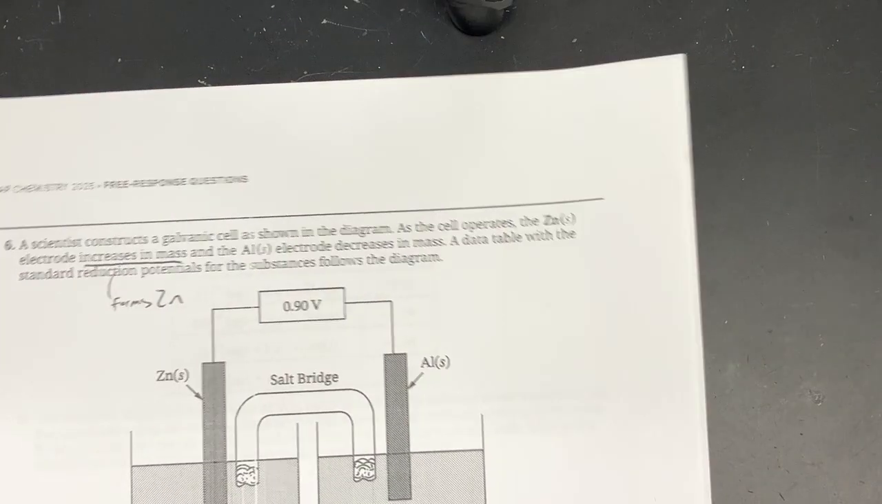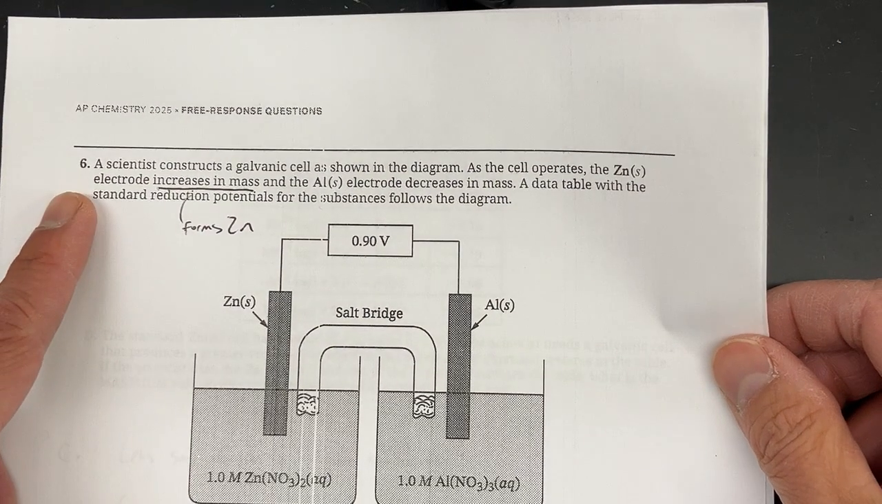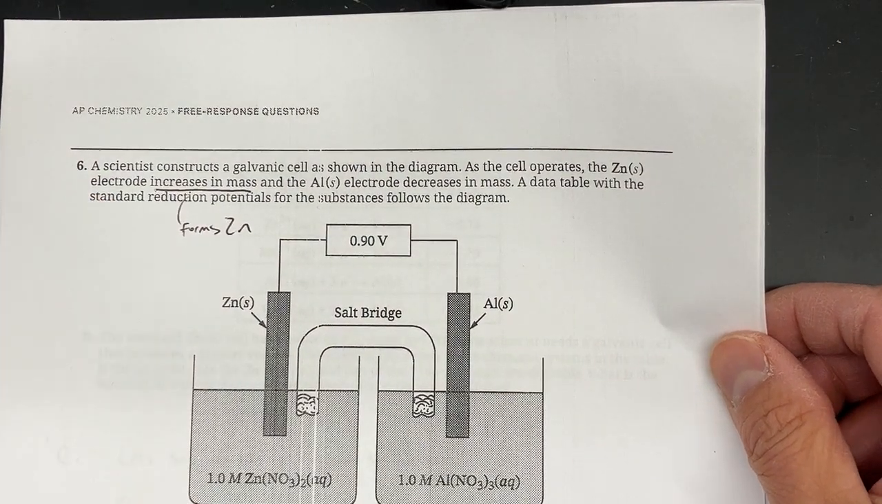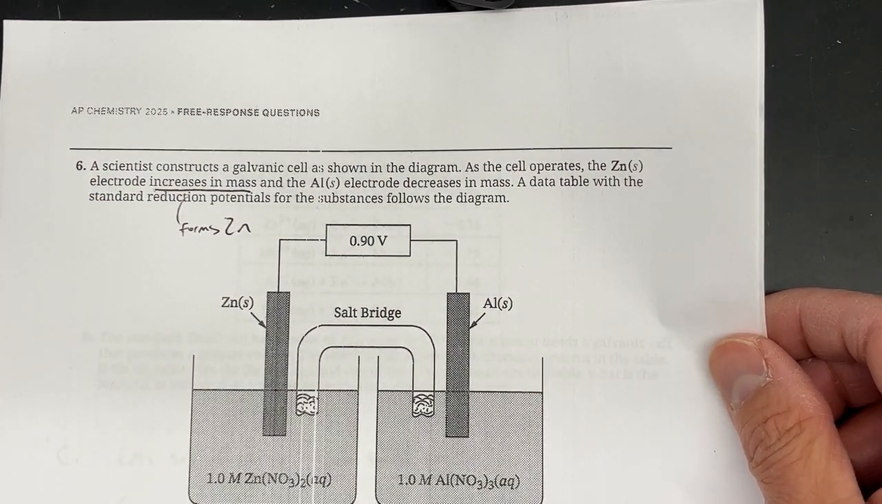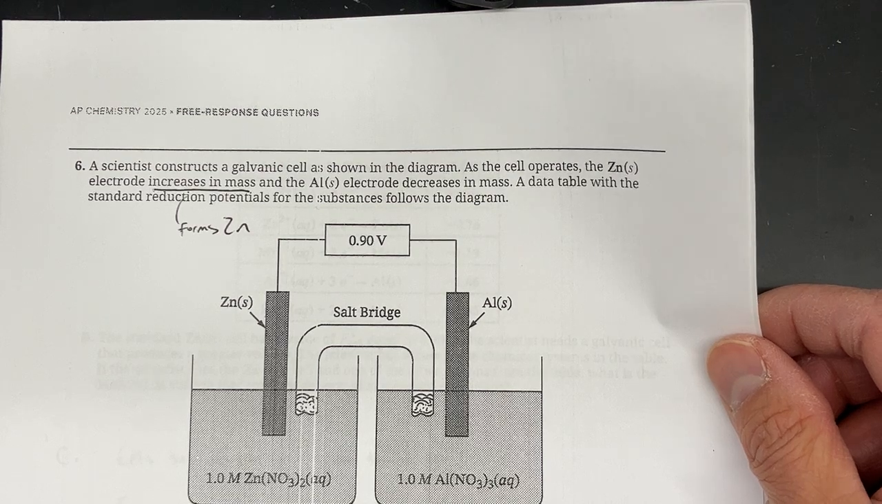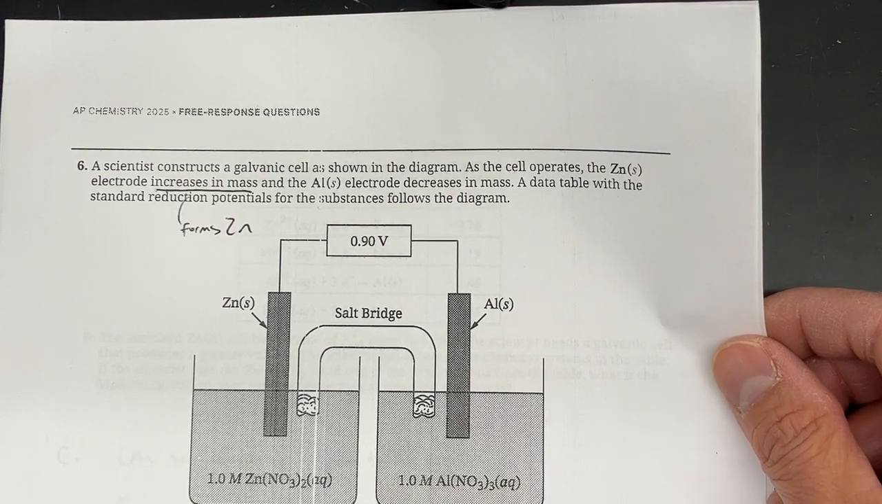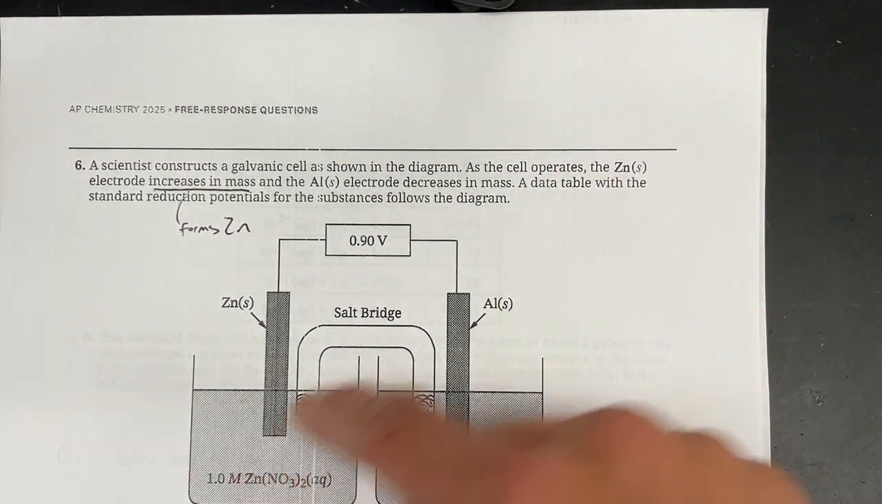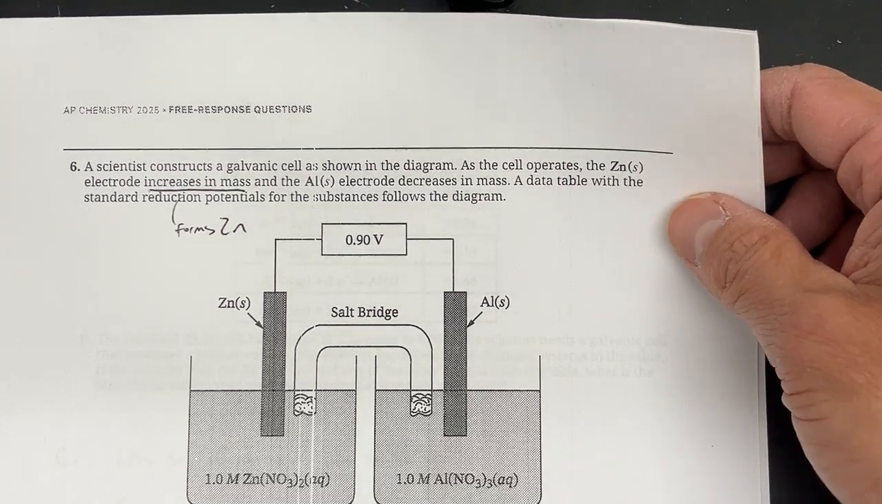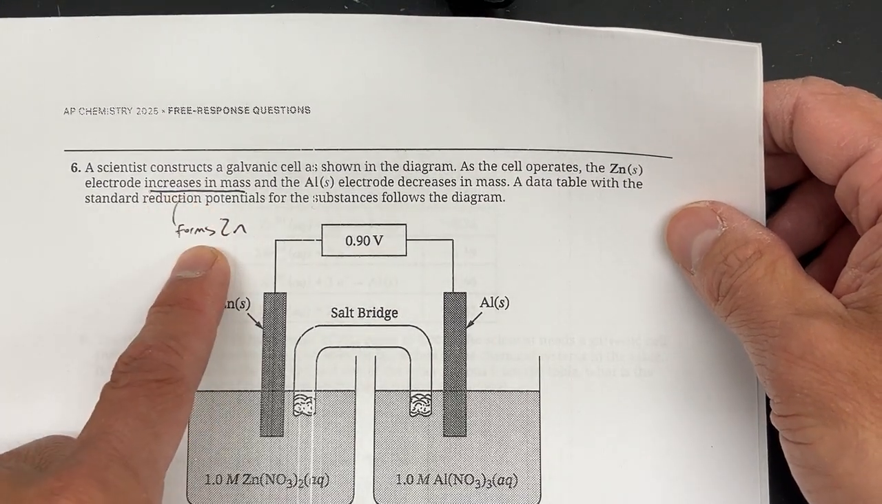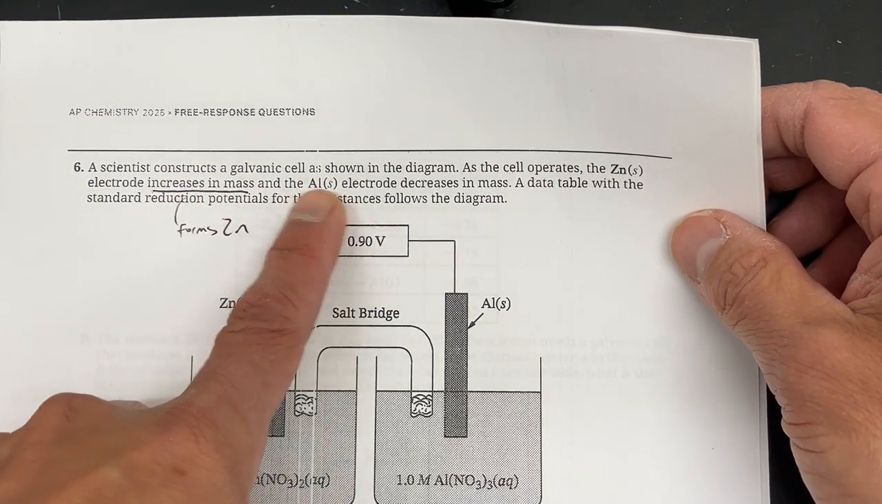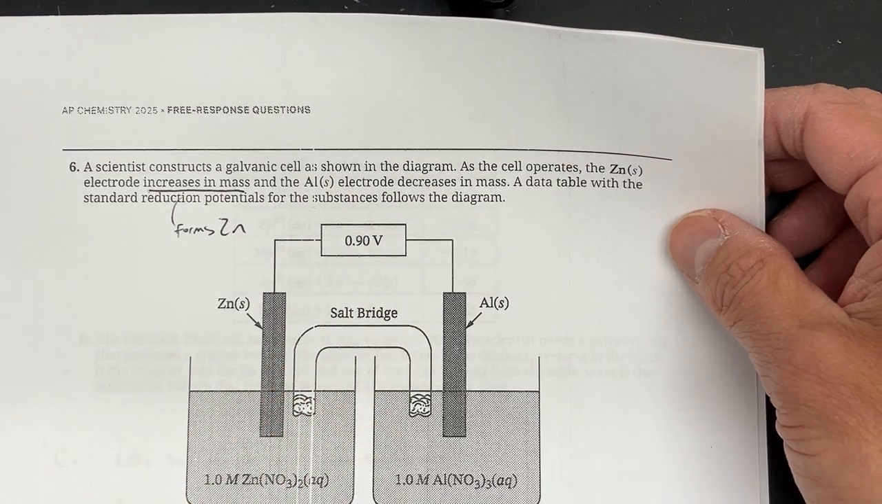Okay, number 6. A scientist constructs a galvanic cell. So we got some electrochemistry here. And we got zinc on one side, aluminum on the other side. Zinc increases in mass, aluminum decreases in mass.